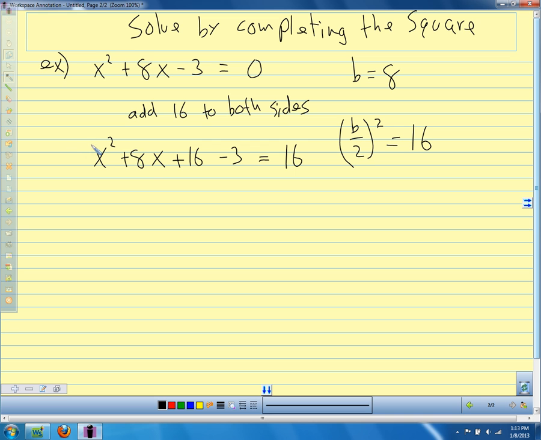Now I'm going to take this part. This part turns into a perfect square. That's why completing the square is nice. x squared plus 8x plus 16, I'm going to rewrite that as a perfect square. By a perfect square I mean x plus or minus something, squared. So what would this be? x plus 4 squared, because I can factor this as x plus 4 times x plus 4.